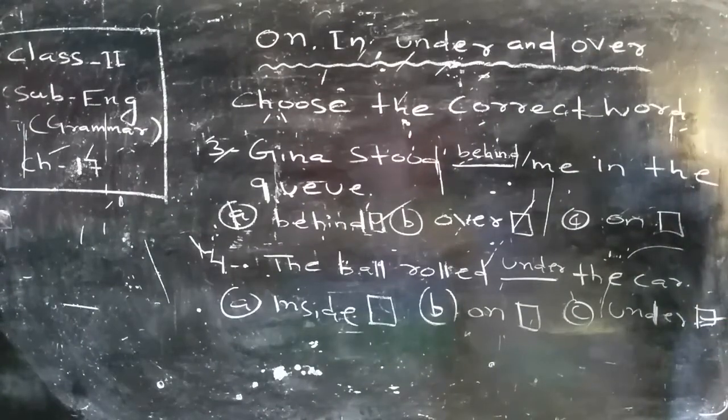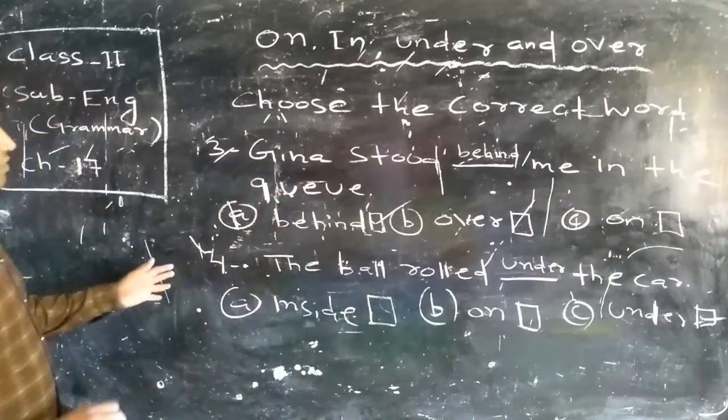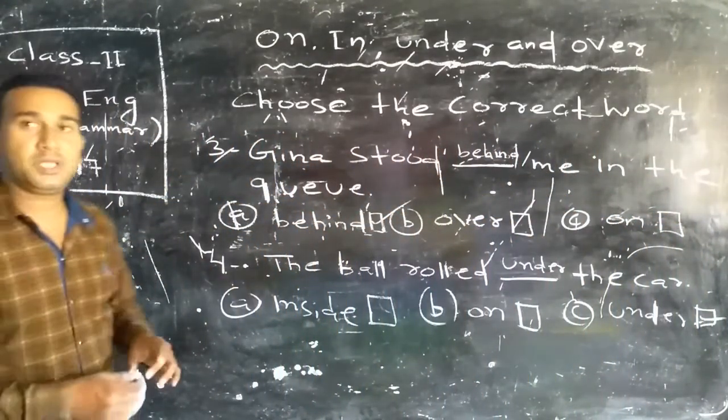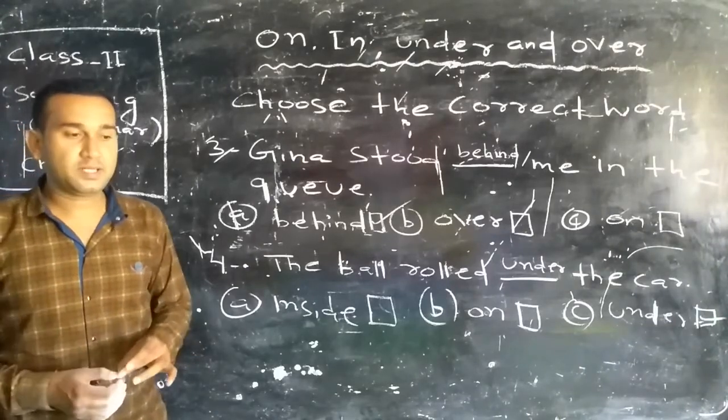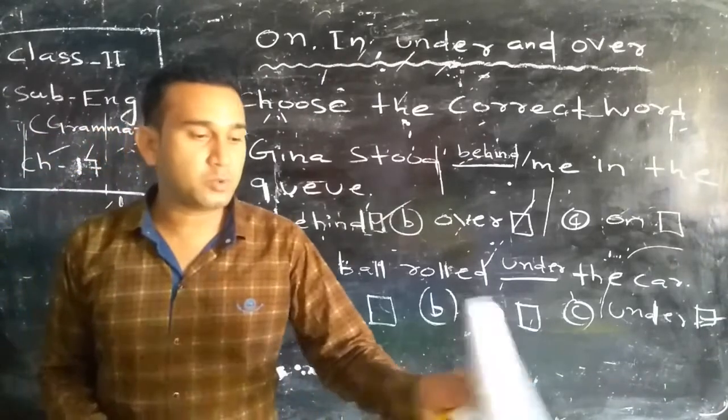The ball rolled under the car. So we have to complete the third number and fourth number also, 1, 2, 3 and 4. We have to complete it. Then you know all the numbers. You have to do yourself.